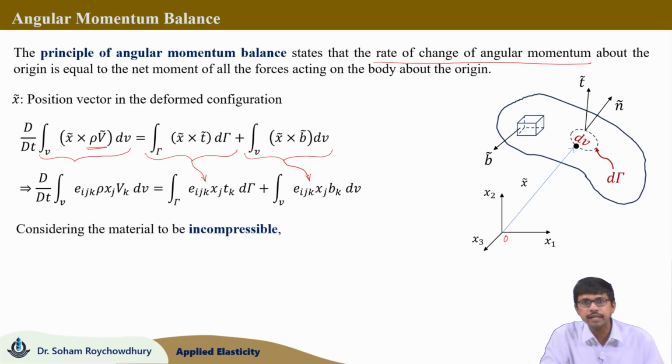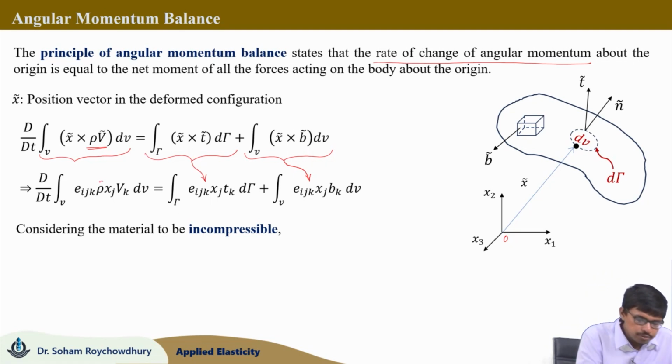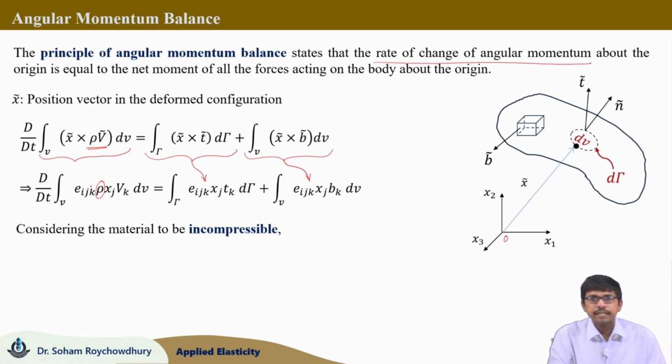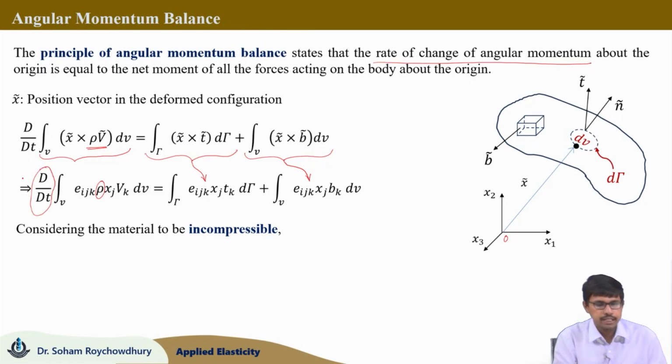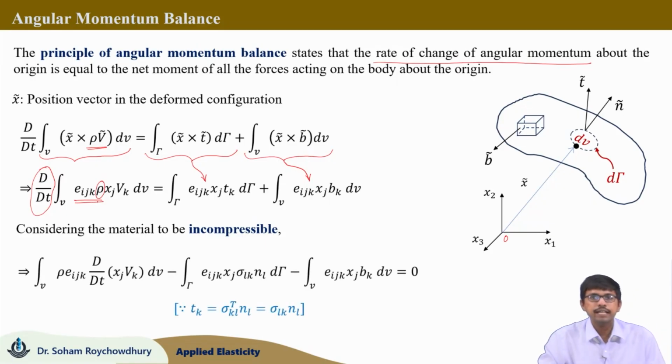Now, considering the material to be incompressible, this rho is a constant. So, we can take that rho out of the d/dt or time differentiation. E, the permutation symbol, is also constant. So, the left hand side term we can write as rho E_ijk, then d/dt of x_j v_k integral over volume, minus; the second and third terms are the terms coming from the right hand side to the left hand side, and thus we have a change in sign.